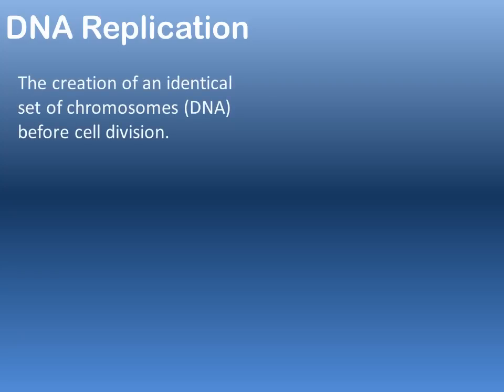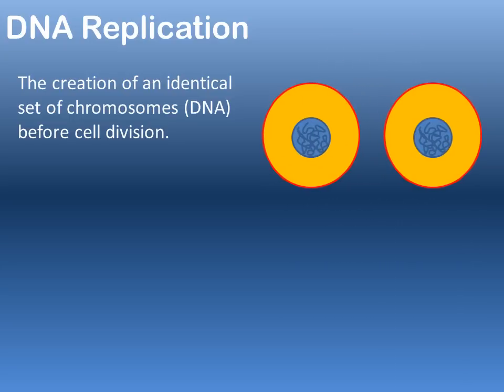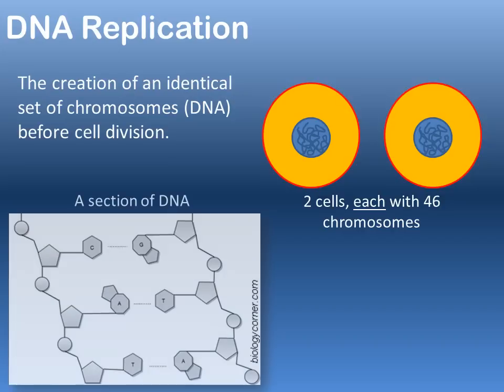DNA replication is the creation of a complete identical set of chromosomes, or the genetic material DNA, in preparation for cell division. Each cell has 46 chromosomes in its nucleus, and after cell division, both of the new cells need to also have 46 chromosomes in each of their nuclei. So all of that genetic material needs to be copied, exact identical copies, before that cell division can take place.